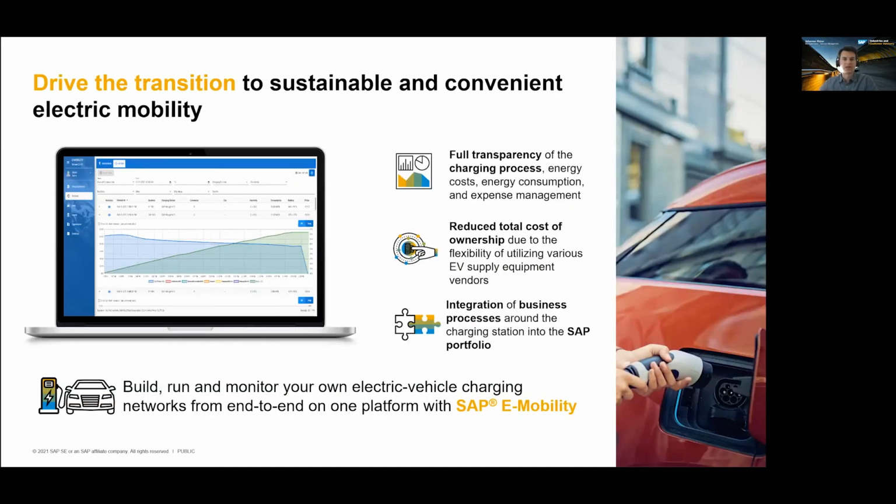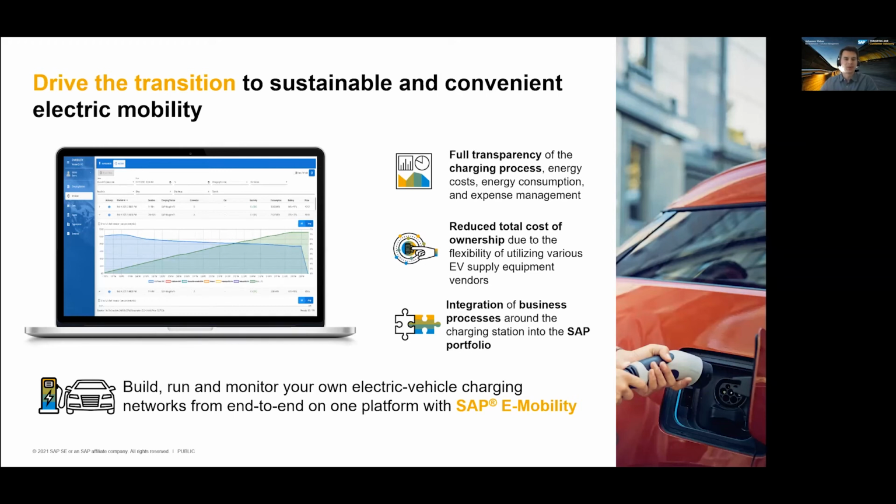Overall, in summarizing, SAP E-Mobility supports the transition towards the electric powertrain for businesses and private electric vehicle drivers by providing cloud-based Chargepoint operation services end-to-end. SAP E-Mobility thereby enables companies in multiple industries to build and run charging networks, including billing, maintenance, and energy management, to drive the transition to sustainable and convenient individual mobility.